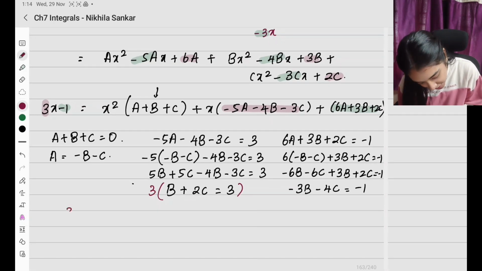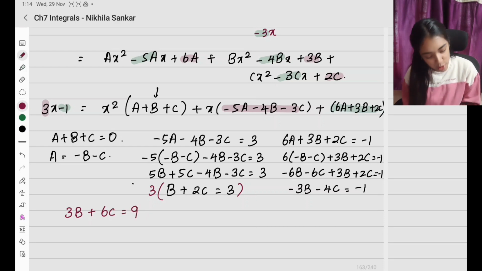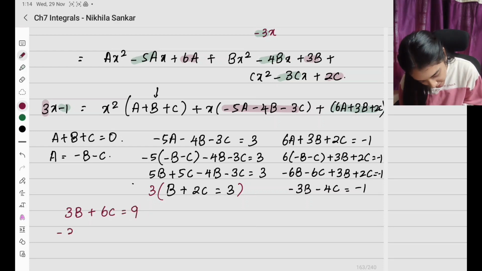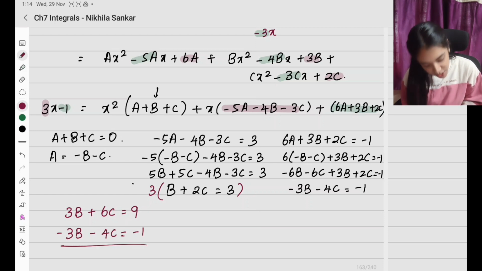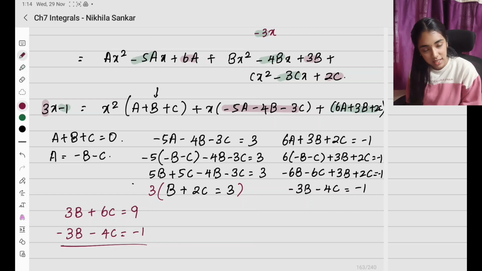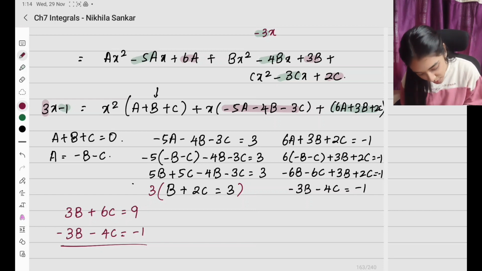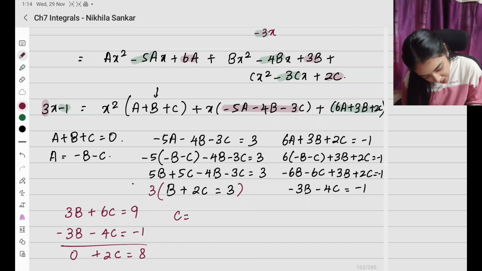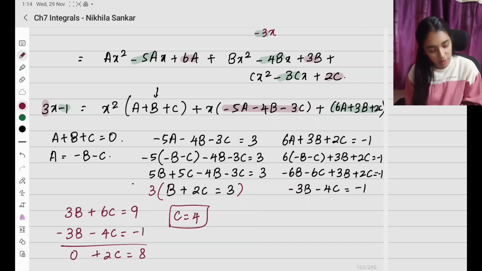So what am I going to do now? I have 3b plus 6c equals 9. So this is my first equation. What is the second equation? Minus 3b minus 4c equals minus 1. Since 3b and minus 3b cancel here, I am going to add the two equations. So what happens when we add? This becomes 0. 6c minus 4c is going to be plus 2c, and this is going to be 9 minus 1, which is 8. So what value of c did we get? 8 divided by 2, which is 4. So I found the value of c.